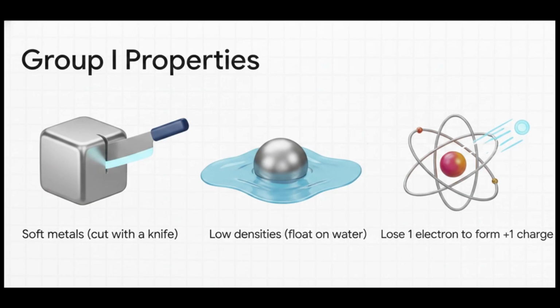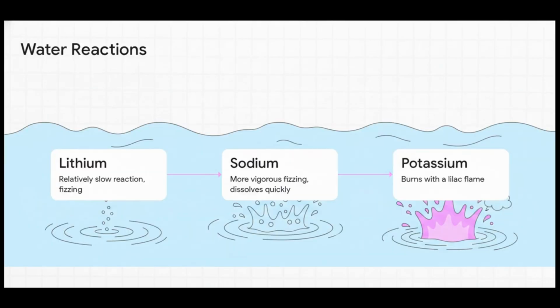And chemically speaking, they have one massive overarching goal in life. They are highly eager to lose one electron. Because electrons carry a negative charge, ditching one leaves the atom with a net positive charge, forming a +1 ion. Let's go back to that bowl of water. When lithium hits the surface, you get a relatively slow fizzing as it dances around. But step down one spot on the grid to sodium, and the reaction drastically ramps up. It darts rapidly across the water and quickly dissolves, pumping out hydrogen gas. Step down again to potassium, and it reacts so aggressively that the heat instantly ignites the hydrogen. Boom, a bright, blazing lilac flame.